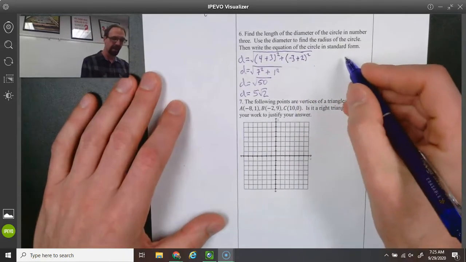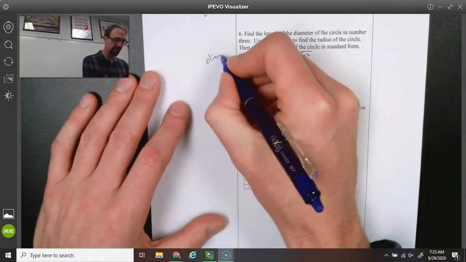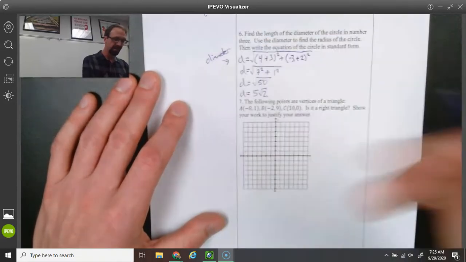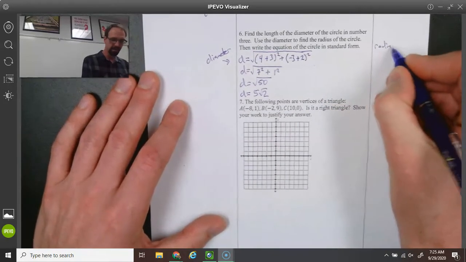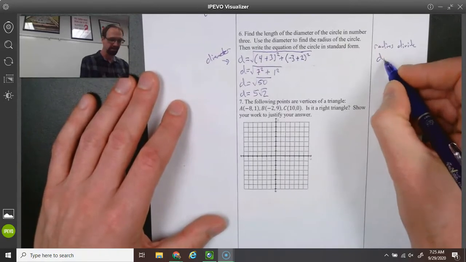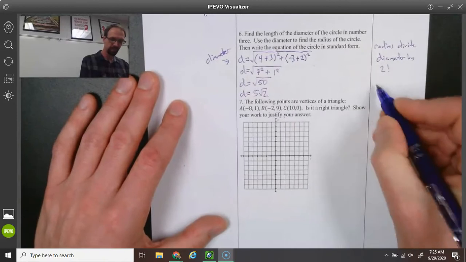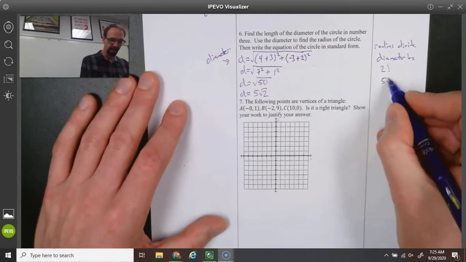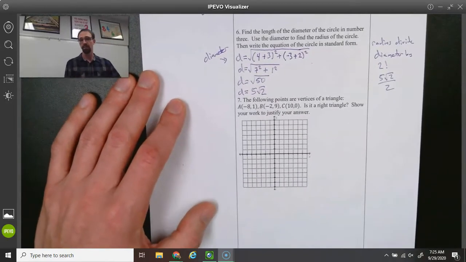To get the radius when we have the diameter, we just divide the diameter by 2. So that's going to be 5 square root of 2 over 2. It is okay to leave it in that form, and we don't have a radical in the denominator.